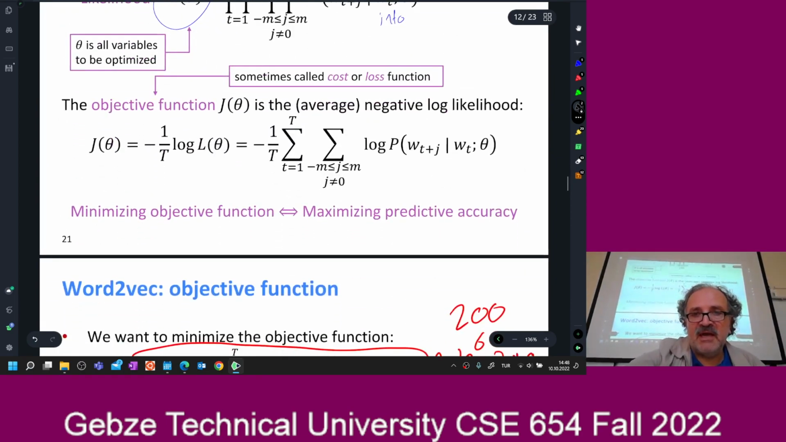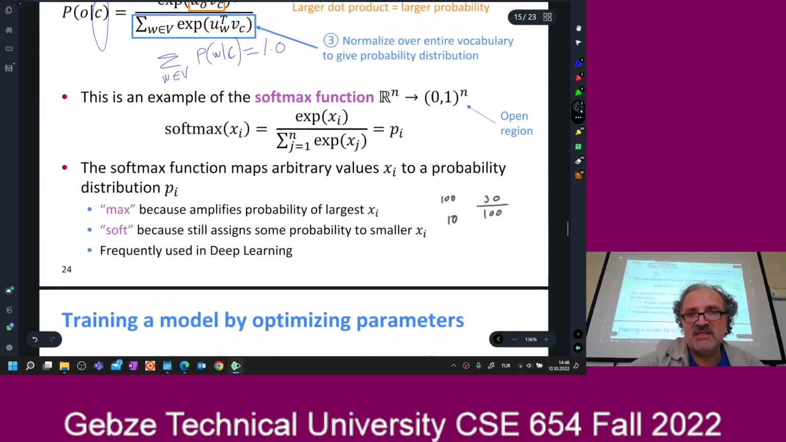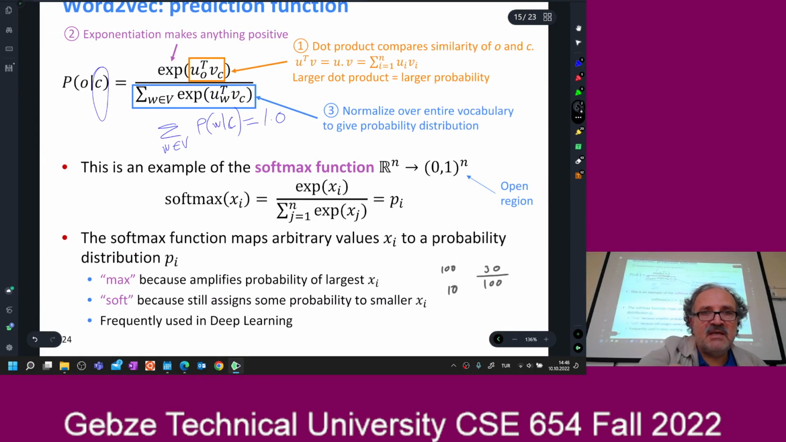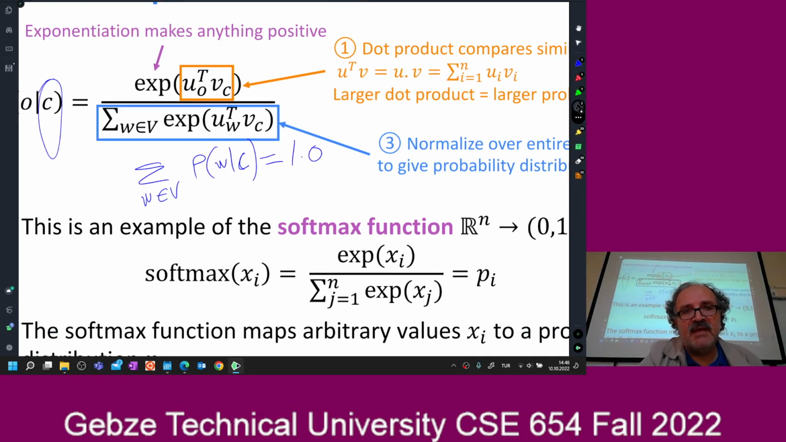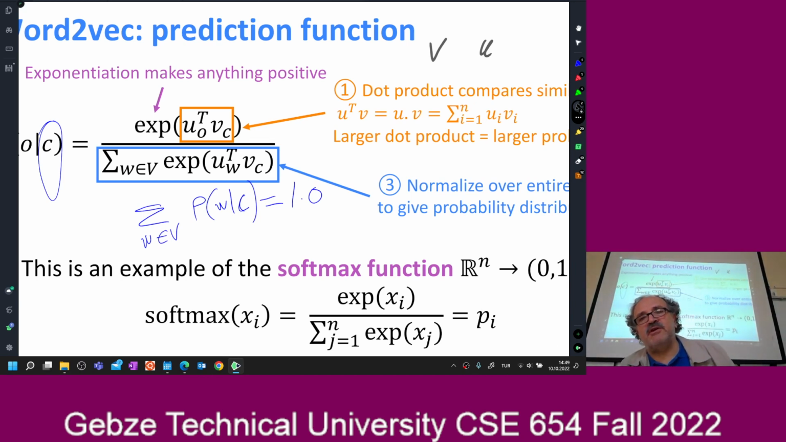So I have two of them. That's why in these equations, where are my equations? Or it is not U, it is V and C. V is for the center words. U is for the outside words, the context words. Two vectors for each word.